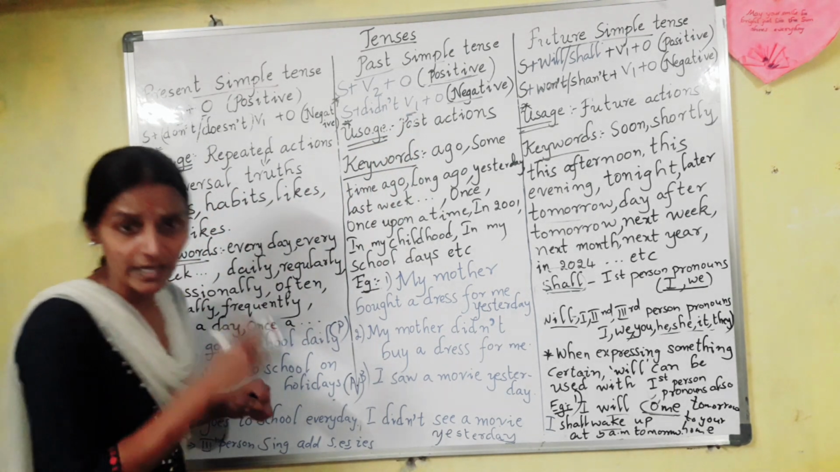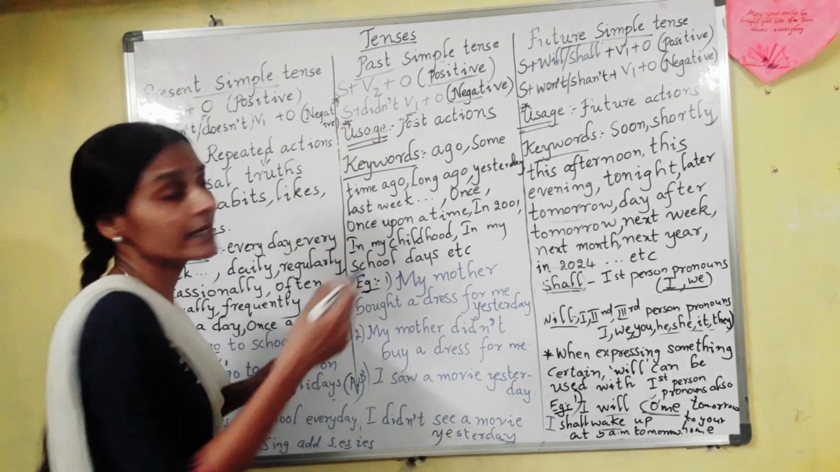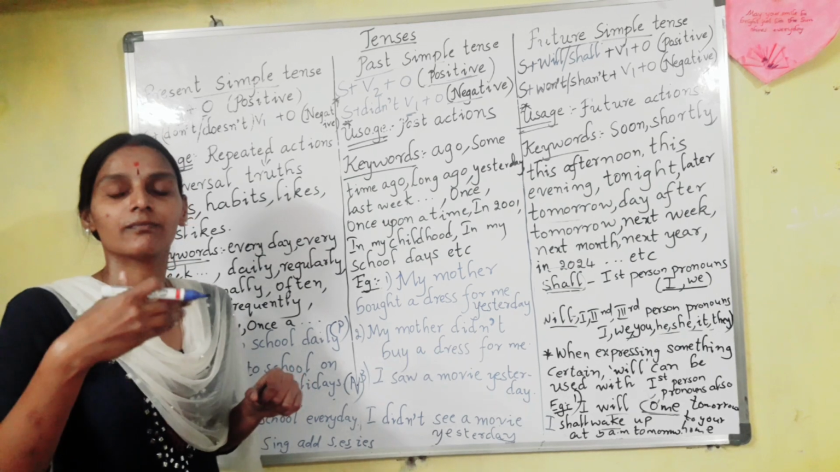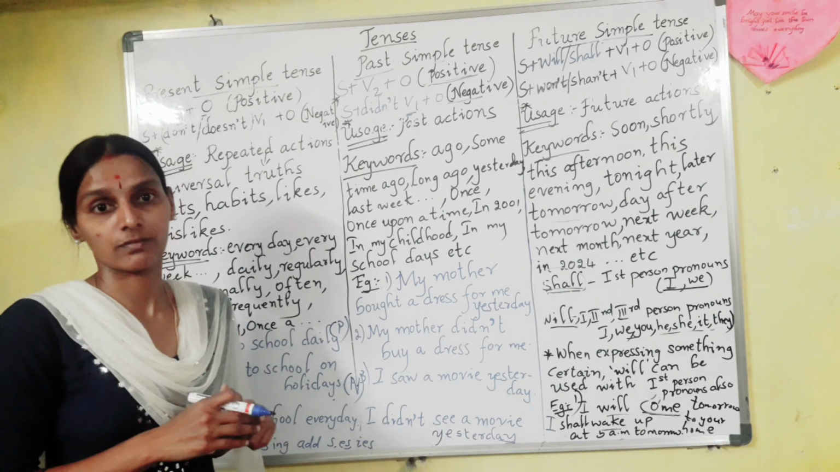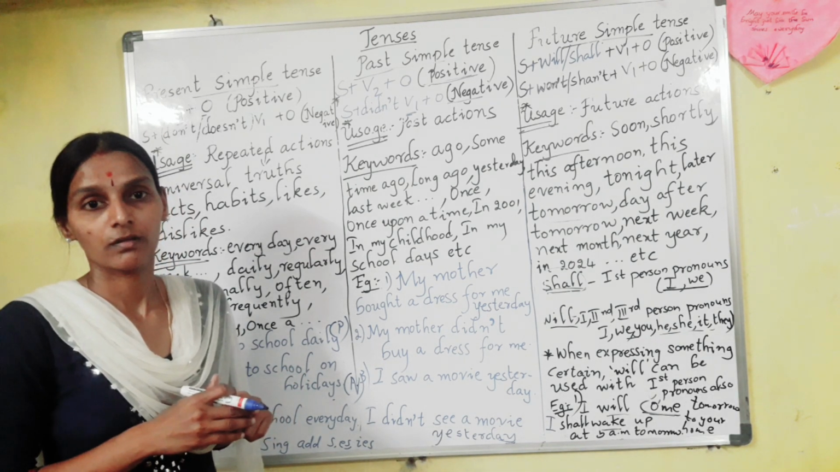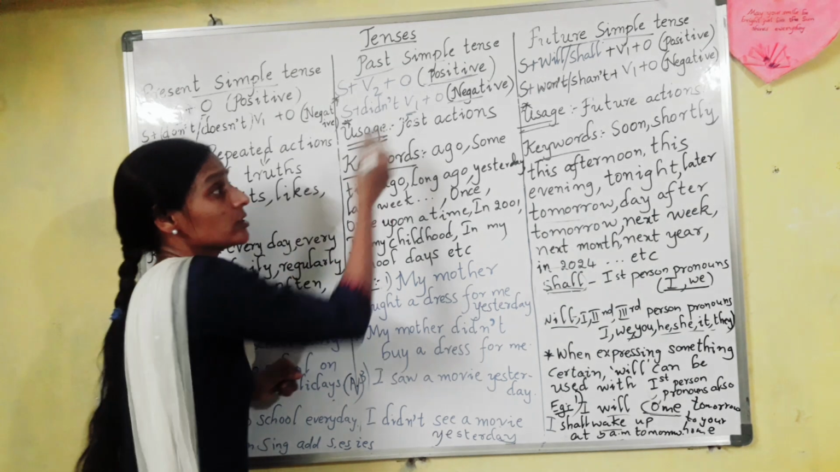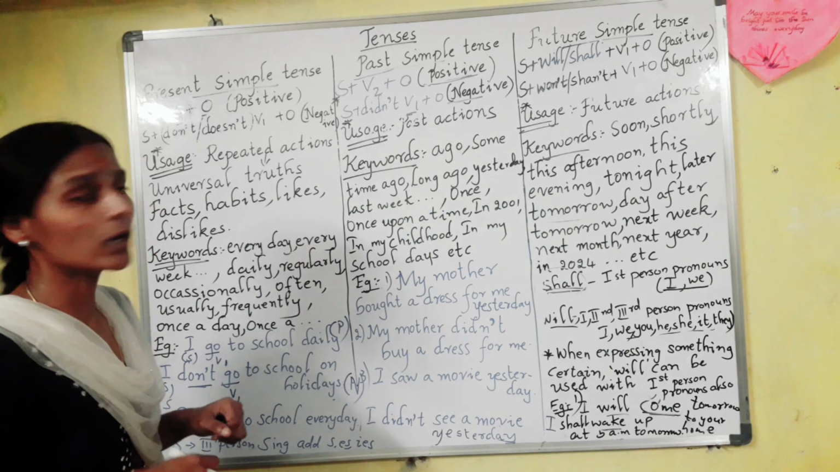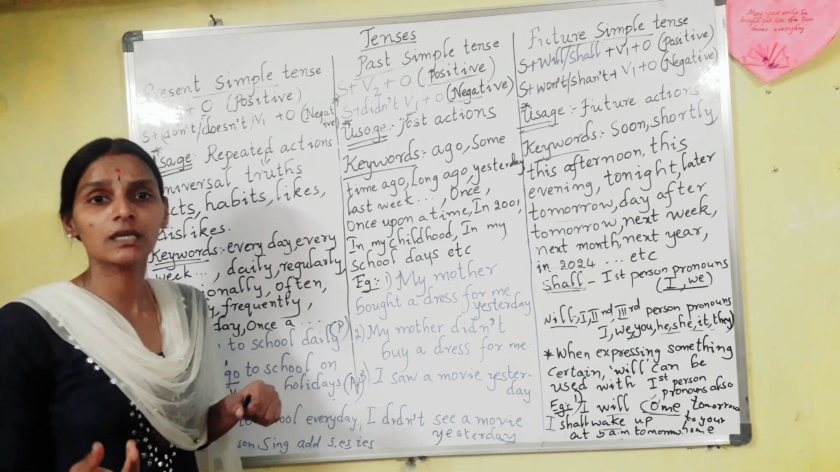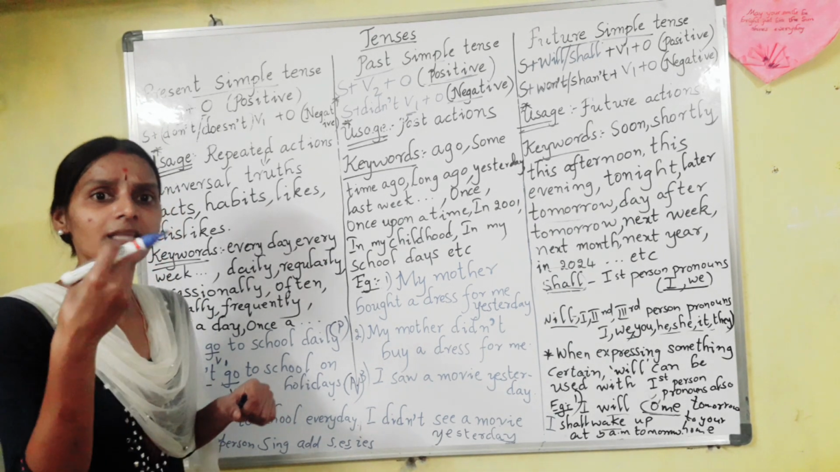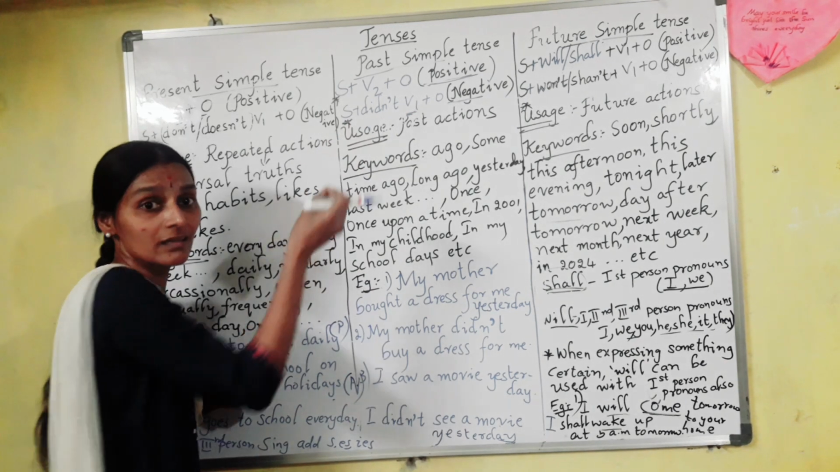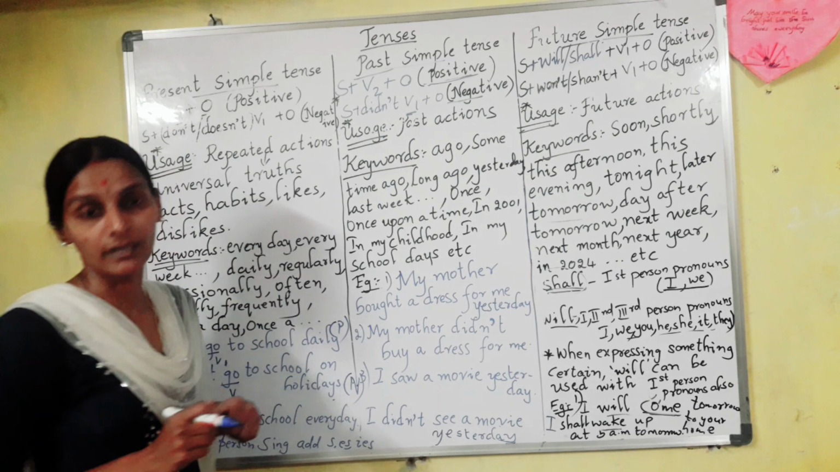And what is the usage? This past simple tense is used in a sentence about past actions. In past actions we use this past simple tense. And what are the keywords? By seeing those words, we should identify that the sentence is in the past simple tense.